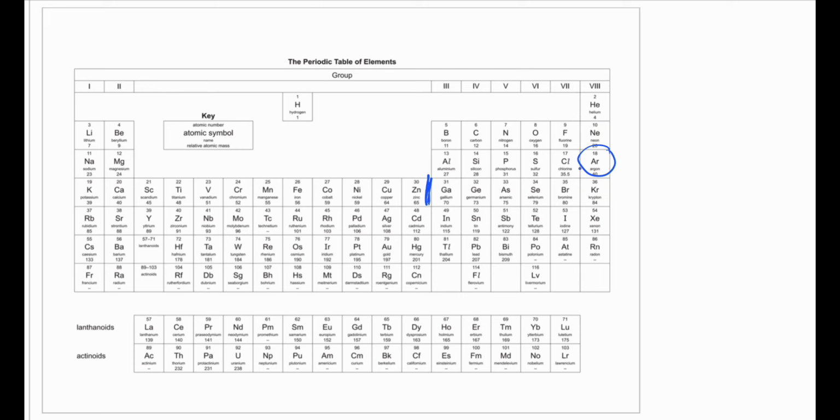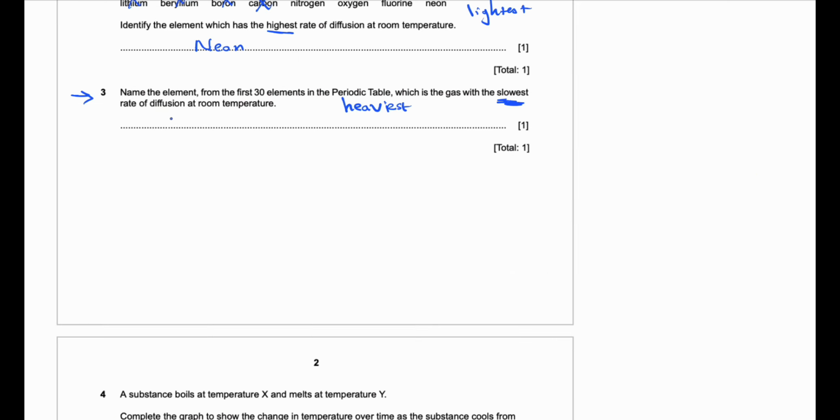However, argon is monatomic, but chlorine is the heaviest diatomic. So the mass of a single monatomic argon gas is 40. The mass of the diatomic molecule of chlorine is 35.5 times 2, so it's going to be 71. So 71 is heavier. So the answer is chlorine.